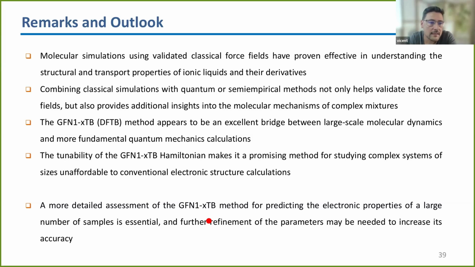Among others, the GFN extended tight binding methods appear to be an excellent method that can bridge the gap between the large-scale molecular dynamics and the more fundamental DFT calculations. So the tunability of this method makes it promising for the future to study complex systems of sizes that are not affordable to conventional quantum mechanical calculations.